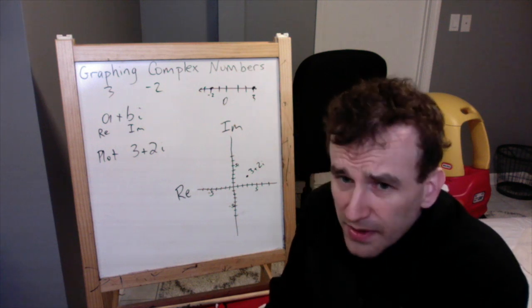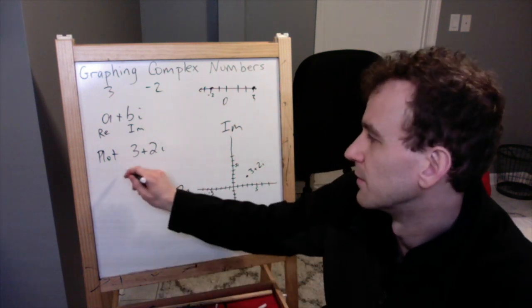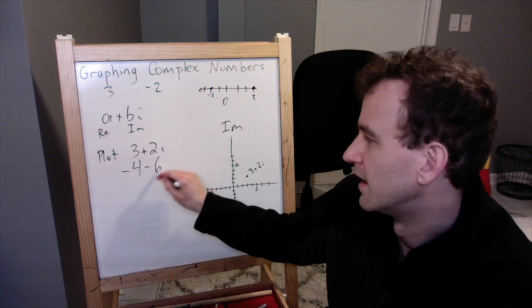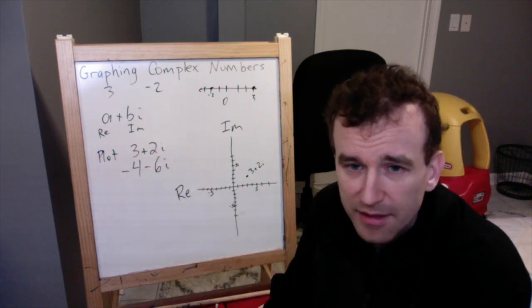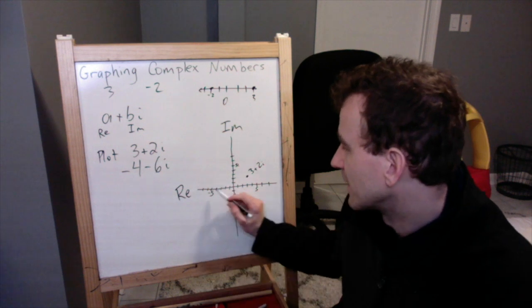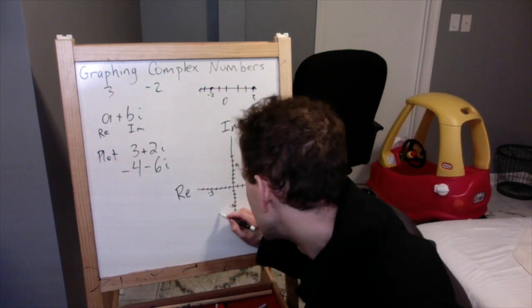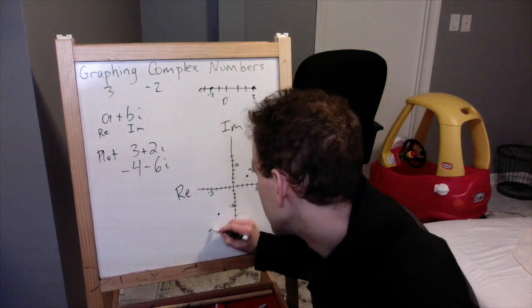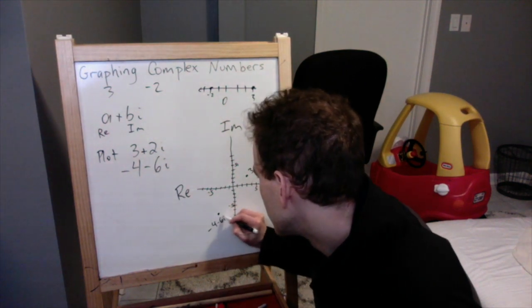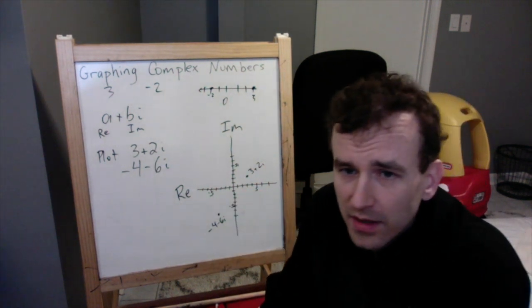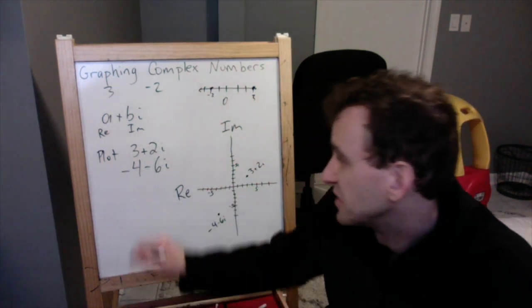So it's pretty simple once you understand what you're doing. It's just like plotting on a normal coordinate plane. -4 minus 6i, well, that's a -4 on the real part, -6 on the imaginary part, so we're right down here. It's 4 spots to the left, 6 spots down. Pretty straightforward. Just one more example.